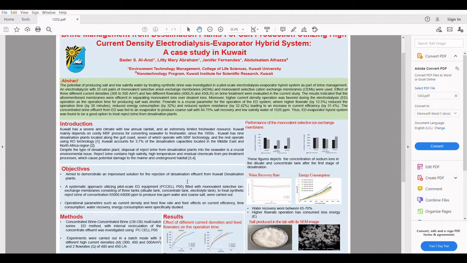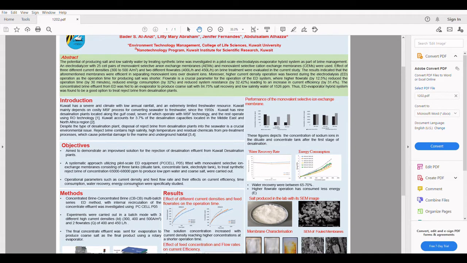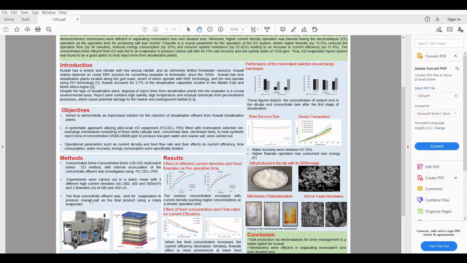from Kuwait's desalination plants. So in this study, we investigated the viability of utilizing an ED evaporator hybrid system in treating synthetic brine water having a concentration equal to actual reject brine from MSF plants in Kuwait. In the experiment, a pilot scale ED equipment, PCCell P05, consisting of an electrodialyser unit fitted with 25 cell pairs of monovalent selective ion exchange membranes and 3 tanks, dilute, concentrate and electrolyte, was used for treating synthetic reject brine of concentration 65 to 68,000 ppm to produce low ppm water and coarse salt.